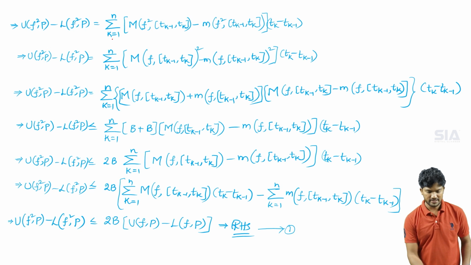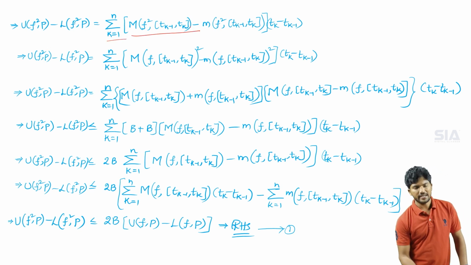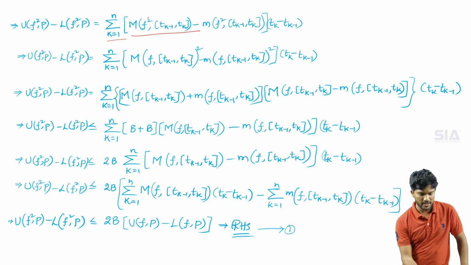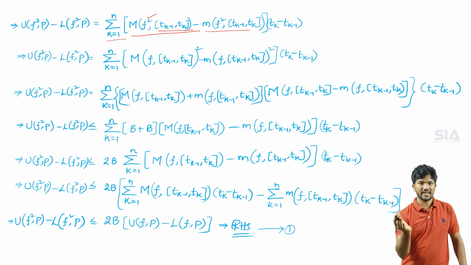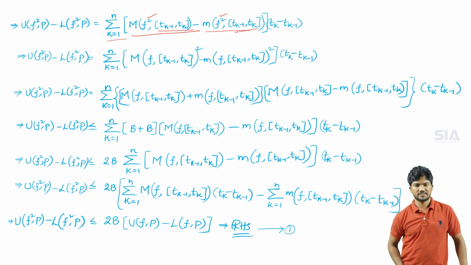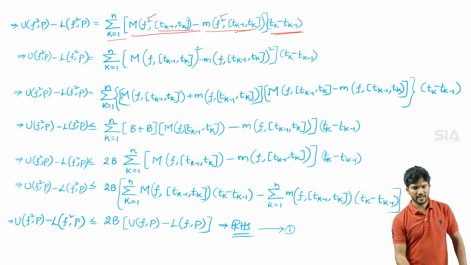So now you can see that summation k is equal to 1 to n. Supremum is nothing but capital M. Capital M into f of x whole square is there. You can write f square, f square comma closed interval t suffix k minus 1 comma t suffix k, minus infimum of f of x square is there. So M into f square comma t suffix k minus 1 comma t suffix k into t suffix k minus t suffix k minus 1.